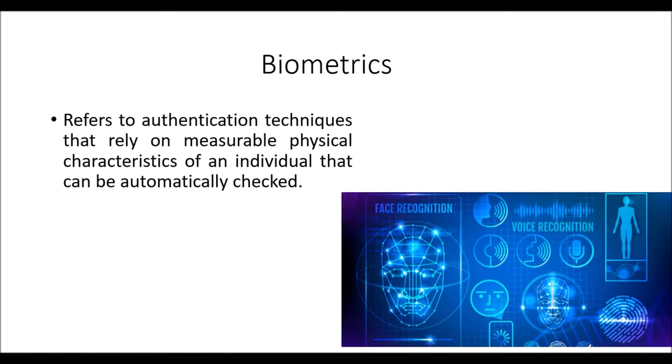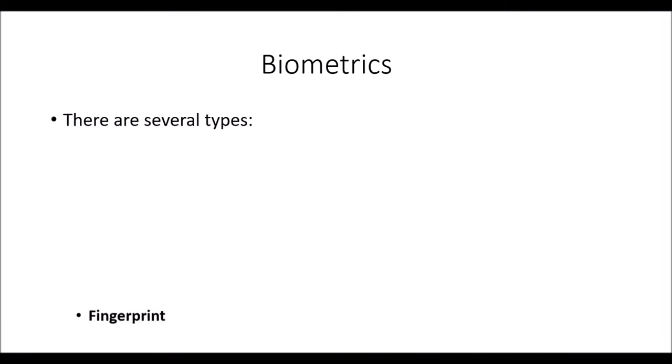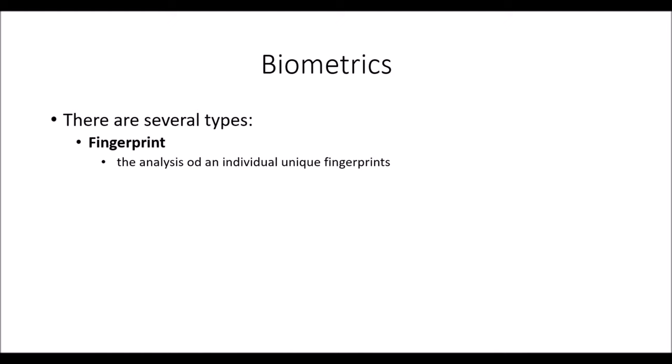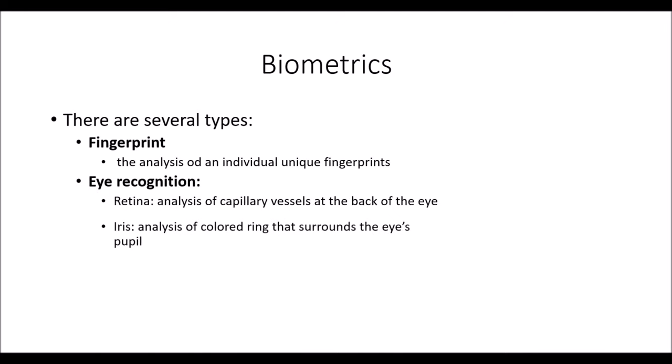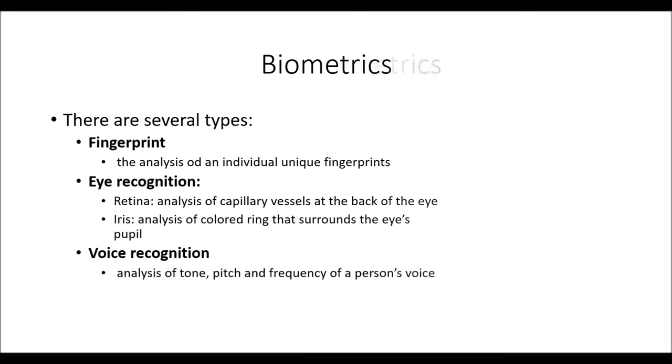Then another one is biometrics, which actually refer to authentication techniques that rely on measurable physical characteristics of an individual that can be automatically checked. Biometrics, we do have different types. Fingerprint, eye recognition, either the retinal one or the iris one, then voice recognition as well. So some biometrics actually use your voice as a means of security.